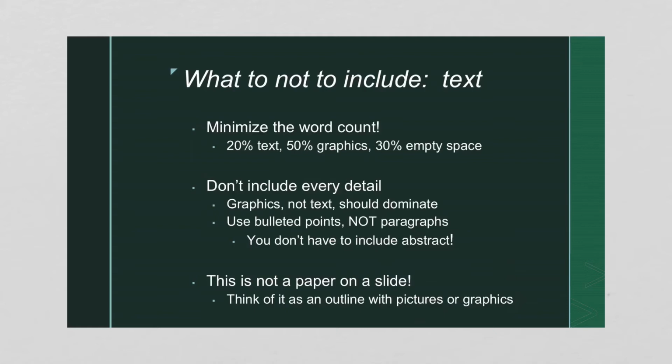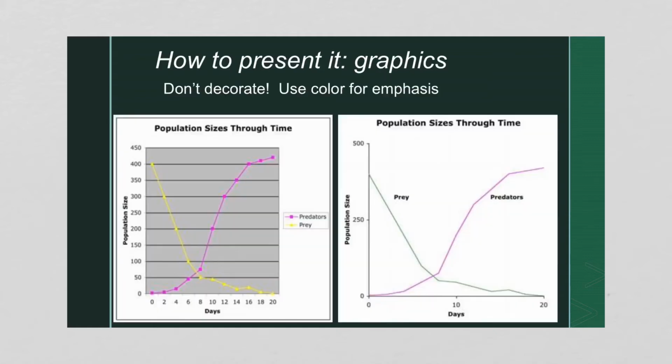The abstract is to tell people about your presentation. Once they get to your presentation, it's up to the poster to describe the work, so you don't need to have the abstract there. Most important point is this is not a paper. It's not your term paper on a slide. So you want to think of it as an outline with lots and lots and lots of pictures and graphics.